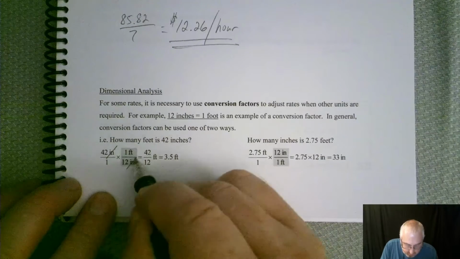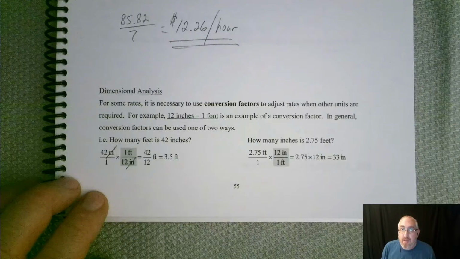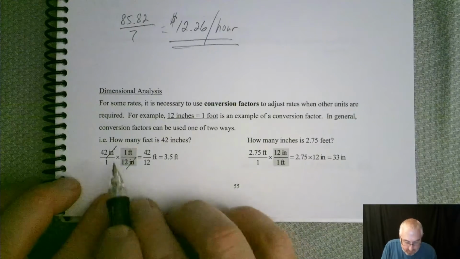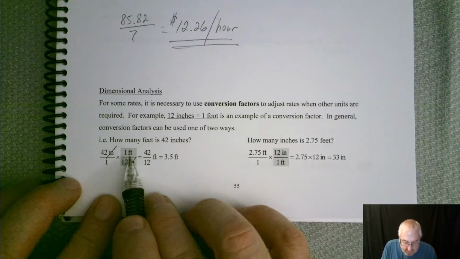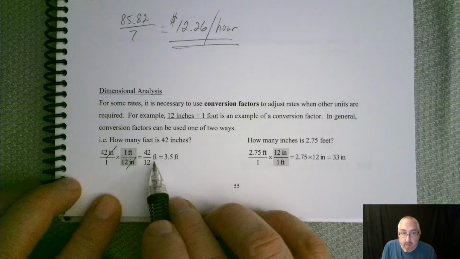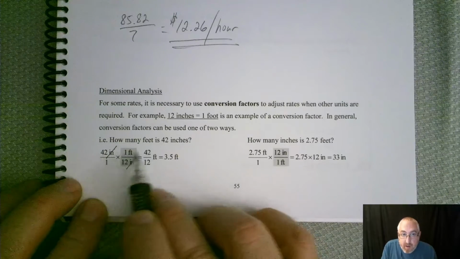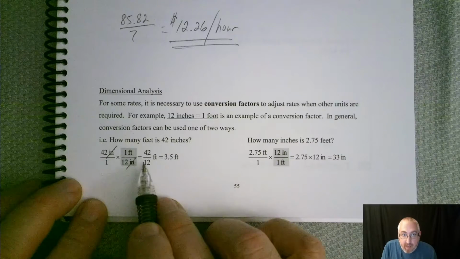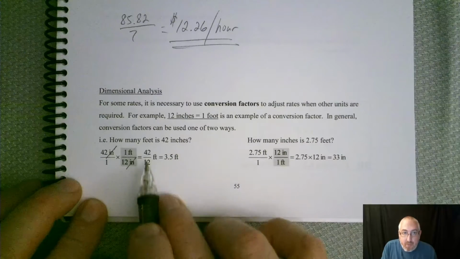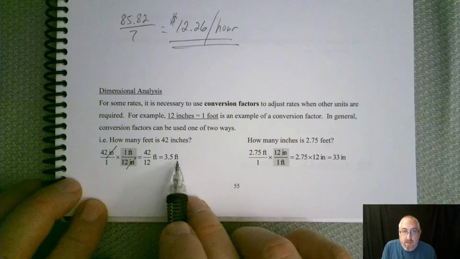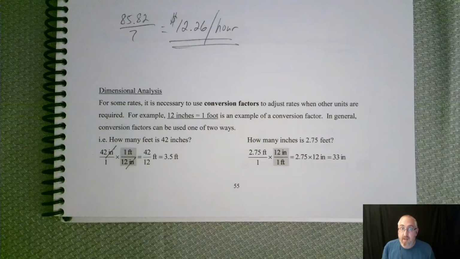Because it's multiplication, we can cancel out those units. So that's important. And so now the only units left are the feet, which are carried out in front. And if we multiply straight across, the 42 is on top and the 12 is on the bottom. And so if we divide that, we get 3.5. So the answer is 3.5 feet.